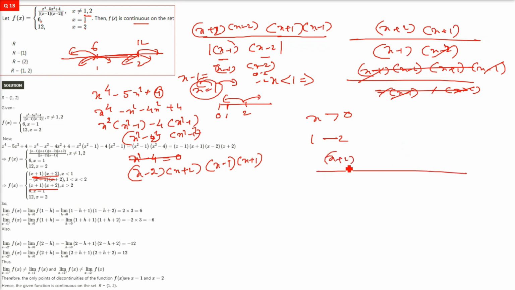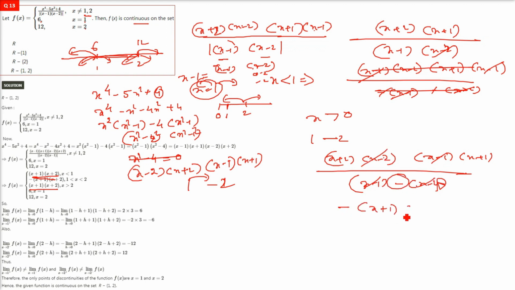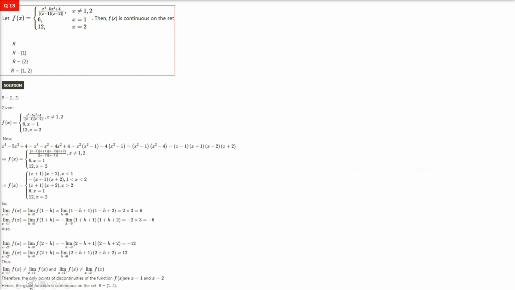Now what about between 1 and 2? What is the deciding point for x minus 1? You are above 1, so x minus 1 will be positive. But you are below 2, so x minus 2 will be negative. 1 is the deciding point for positive and negative for x minus 1, and 2 is the deciding point for x minus 2. So you get x plus 1 and x minus 2. x minus 2 will be negative, so there will be a negative. So you see there is a negative for x which is in between 1 and 2.